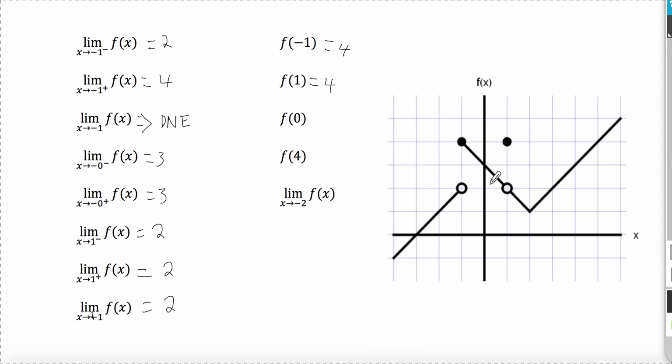What is f of 0? F of 0 has a value of 3. F of 4, 1, 2, 3, 4, has a value of 3. Limit as x approaches -2 of f of x. -2 is out here. The left and the right-hand side do look like they're coming together at a value of +1. All right. So there's how we evaluate limits from a graph. Just as a quick review.